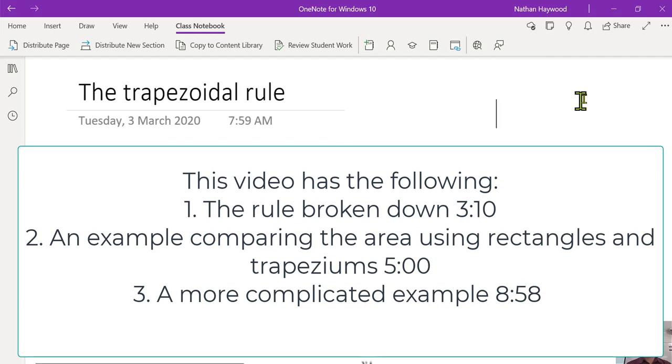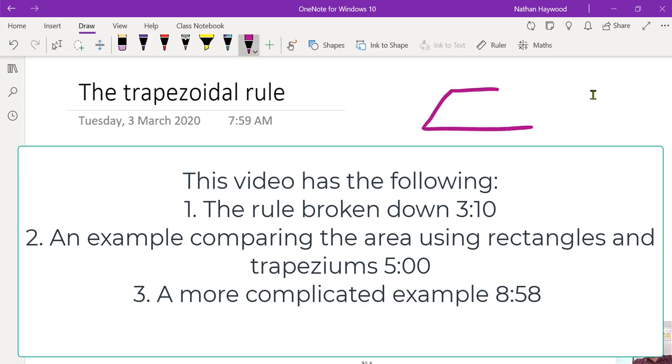Does anyone remember what a trapezoid is? Or a trapezium in Australia? It's a four-sided shape with two parallel sides. Very good. So we're going to learn a rule that involves a whole bunch of trapeziums.